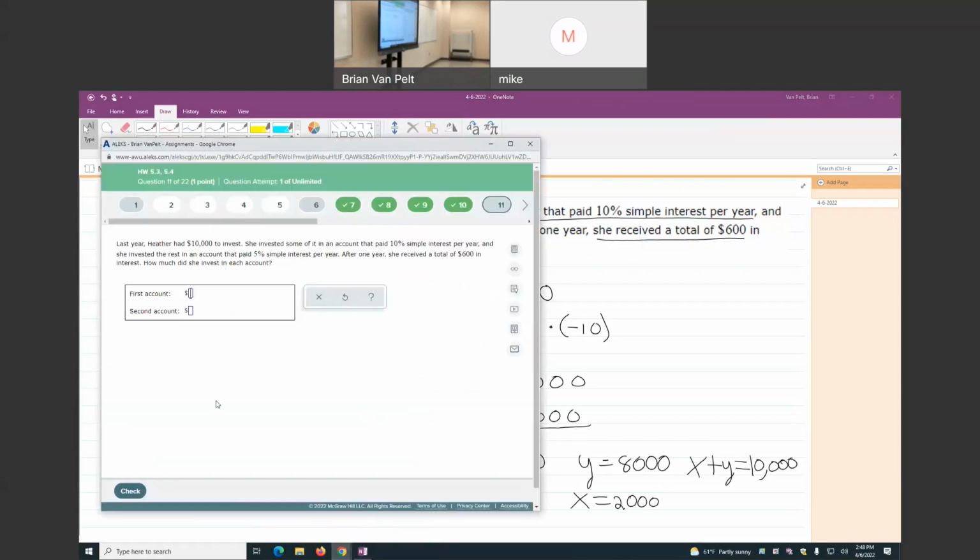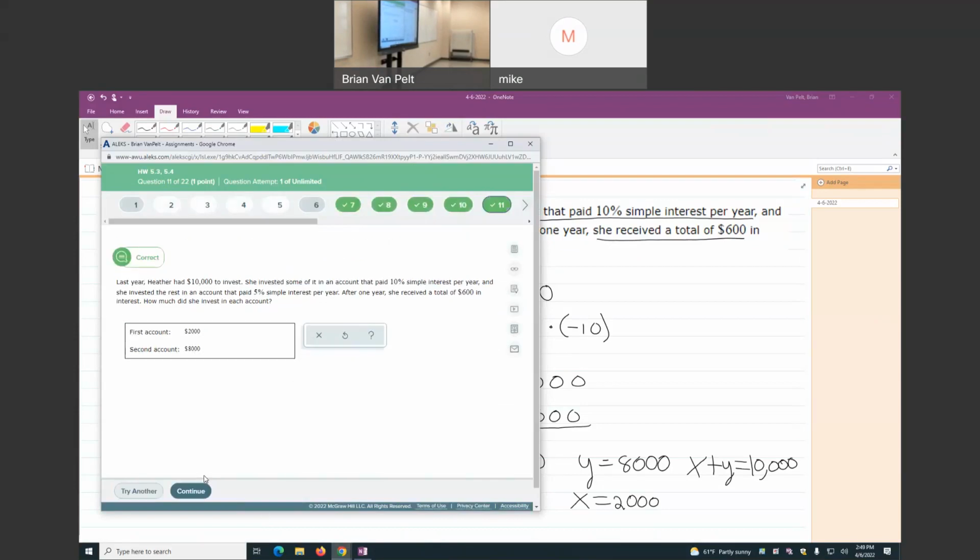Let's see. She says the first account, I guess that's the 10% one. How much was in the 10%? Was that 2,000 was X and Y was 8,000? Check them out. And we are good.